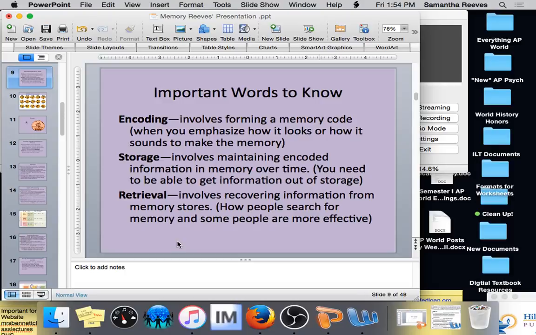We have no idea when they kind of fade out or stuff like that. The better you encode it, the longer they're going to last. The less you encode, the less you're going to have. Now, when we talk about pulling information out of our long-term memory, it's called retrieval.